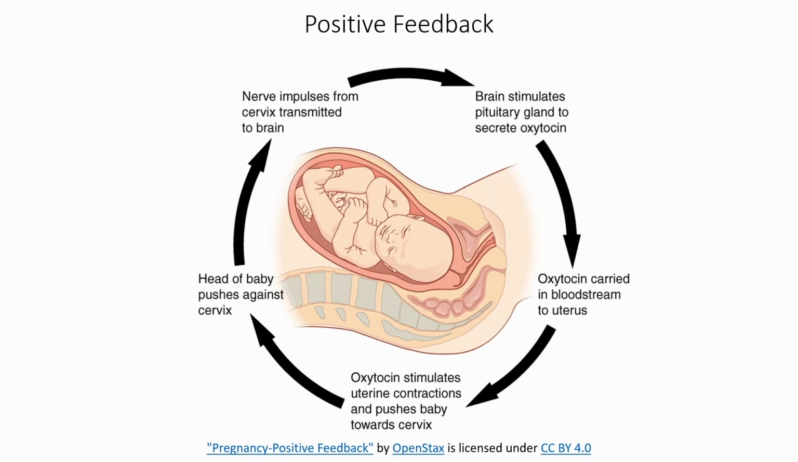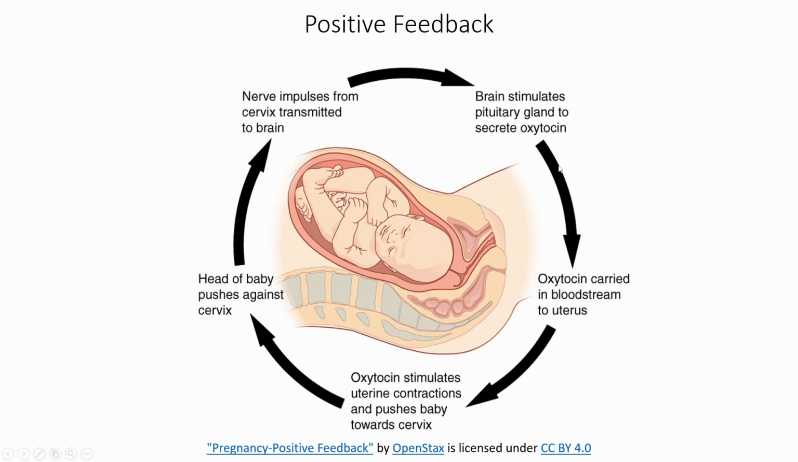So in this case, we'll talk about the cycle, and I'm just going to start with the baby's head pushing against the cervix. I'm starting over here on the left. So the baby's head is pushing on the cervix, head facing down, and that stretching of the cervix is going to send nerve impulses to the brain. Those nerve impulses are basically going to tell the brain, hey, we're trying to have a baby. And the brain, in response to that, is going to tell the pituitary gland, hey, secrete a bunch of oxytocin.